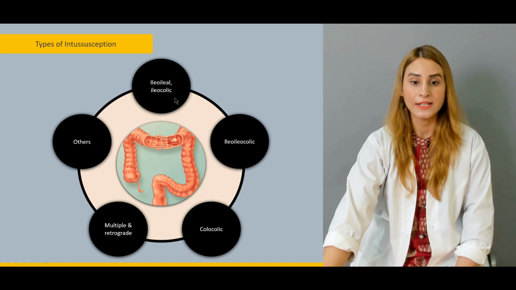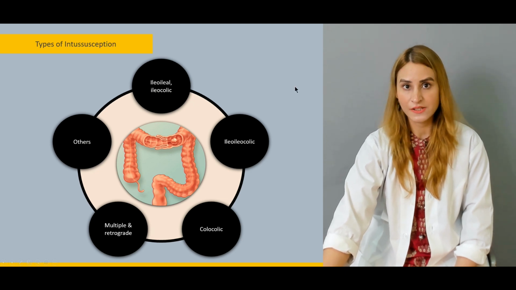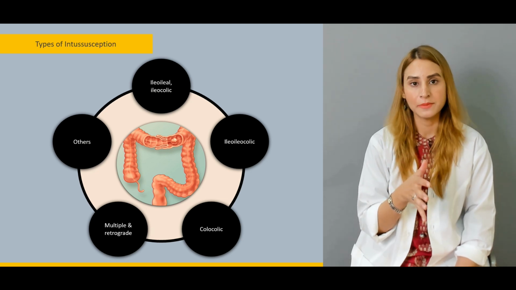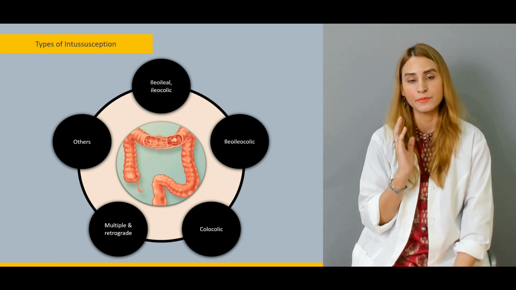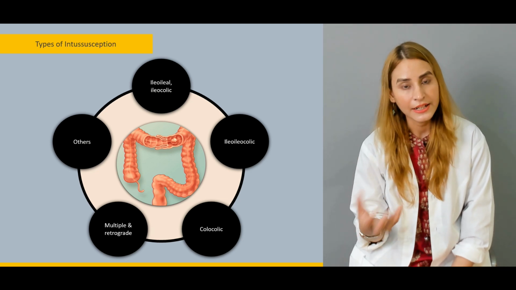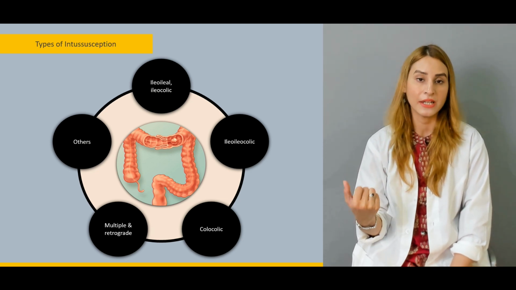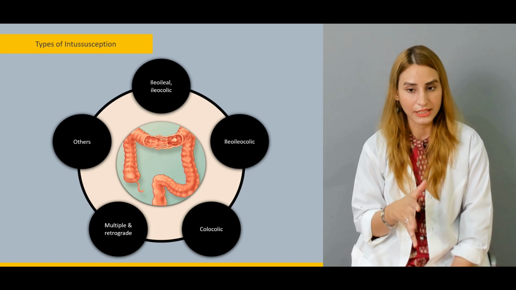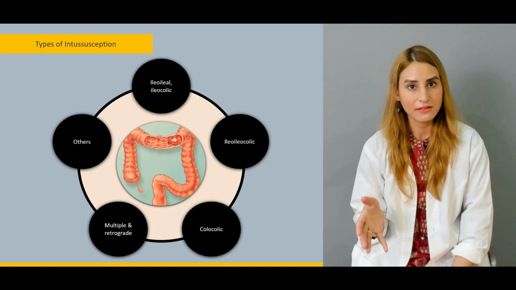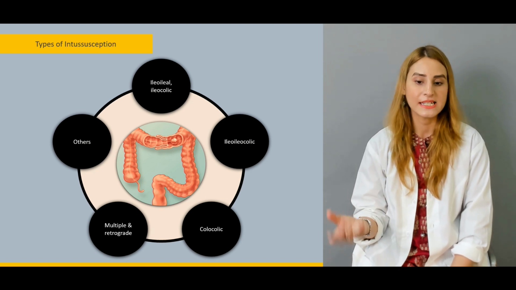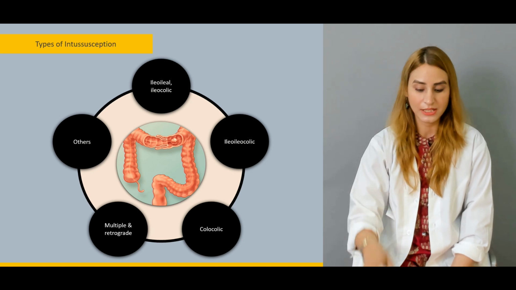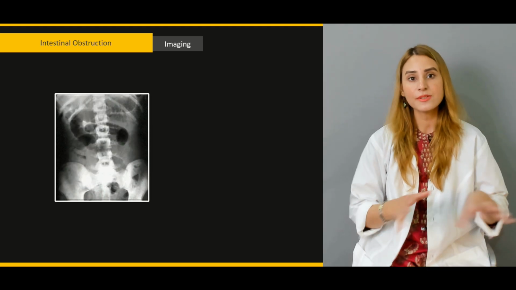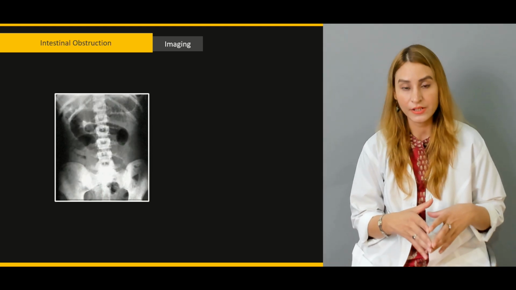In case of children, the most common intussusception is the ileocolic, which means the proximal ileum is going into the colon, which is the distal segment. So in children, the most common type would be ileocolic, but in adults, the most common type is colocolic. So you have to keep these things in mind about the types of intussusception. So this was about the causes of the intussusception.